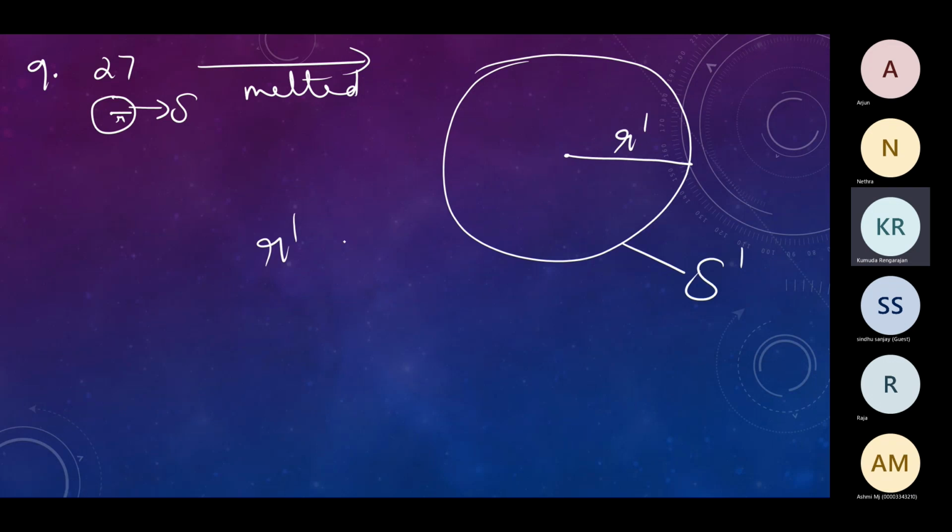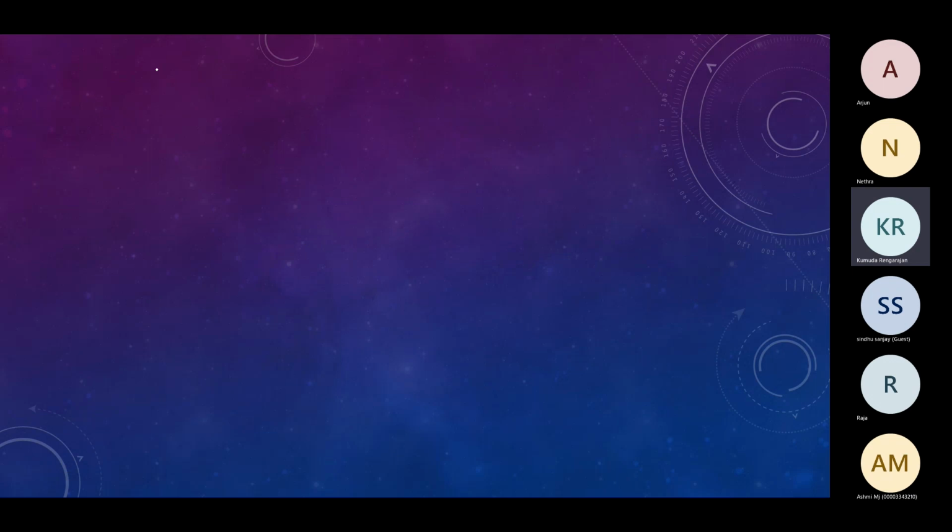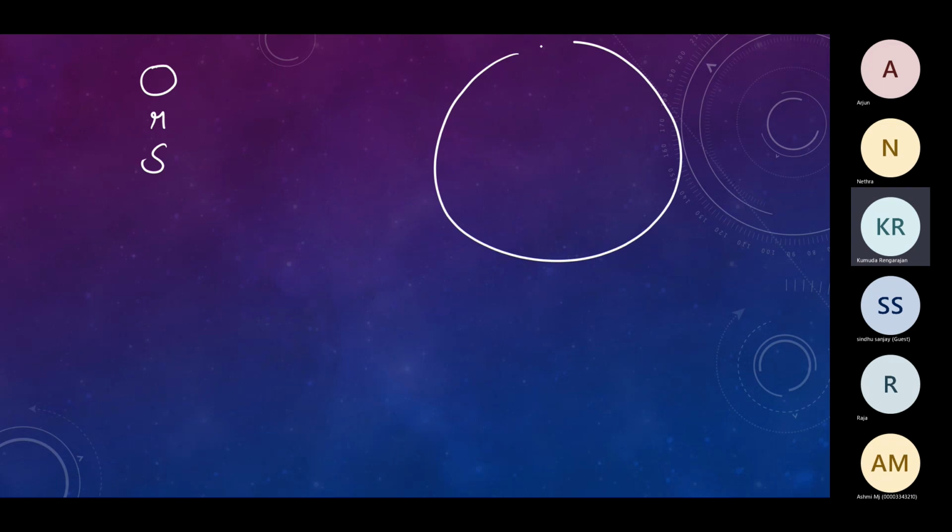See, you will not get a number because there is no number involved here. You will only get R dash in terms of R. That's all you can do. You cannot get that it's 5 centimeters, 6 centimeters. So small sphere, radius R, surface area S. Big sphere, radius R dash, surface area S dash. They're spheres, not hemispheres. 27 small spheres, all are melted and recast into one big sphere.